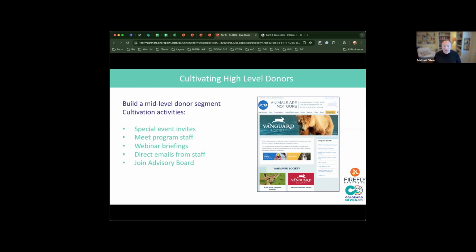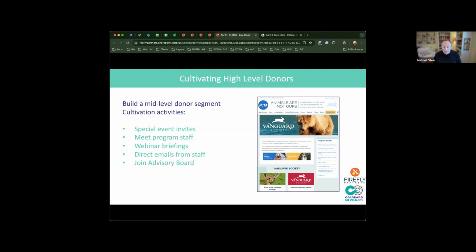Or maybe we'll send you some direct emails, not just the newsletter or the fundraising appeal, but a few times a year, because you're a higher level donor, you get a direct email from one of our program directors or our executive director. And folks just love having that kind of closeness and relationship.